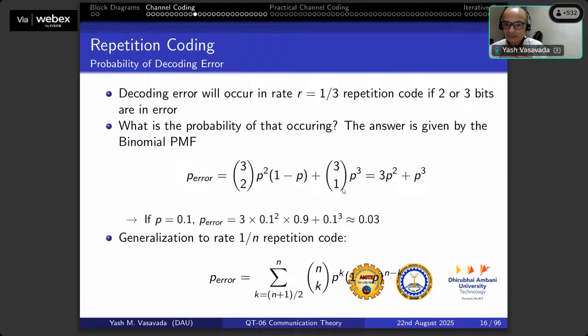If you take this expression and assume that the error probability of the binary symmetric channel was 10%, and then you evaluate this expression, it suddenly becomes 3%. There is nothing specific about this particular expression. You can easily generalize it to rate 1 over n repetition code, and that expression becomes the one given here at the very bottom of the slide.